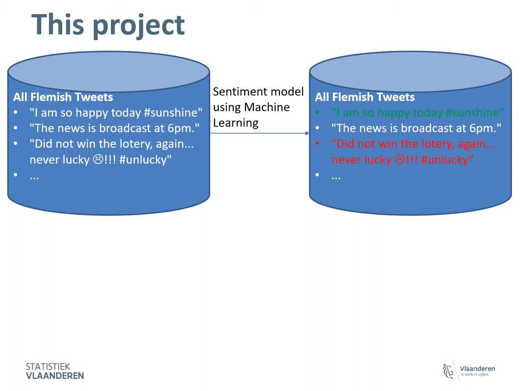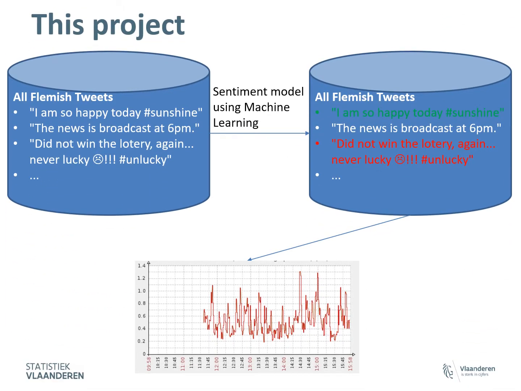"The news is broadcast at 6 p.m." should likely be labeled as a neutral tweet. And a tweet, "Did not win the lottery again. Never lucky. Sad smiley face, hashtag unlucky," would likely be labeled as a negative tweet. Once we've annotated each tweet with a sentiment, we can aggregate those sentiment scores into a statistic that we can track over time and which will show fluctuations in sentiment of the Flemish population.